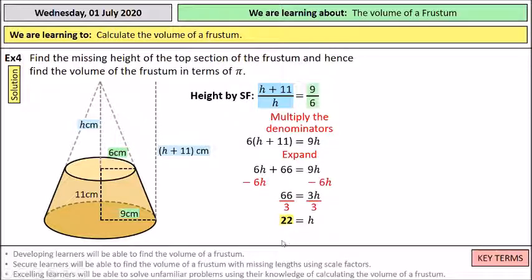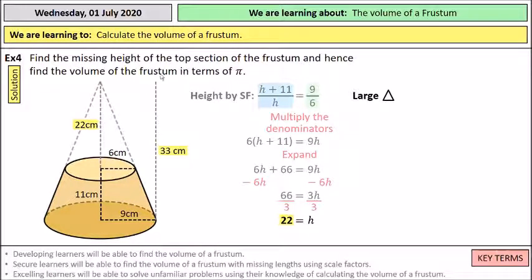Okay, so thinking back, what does that actually mean if h is 22? Well, that means that on my diagram, this length here is 22, so what would this larger length be as well? 22 plus 11 gives me 33. Alright, so I've done the first part of the question. I've calculated the missing height, and now I need to find the missing volume. I've done the hard bit, the second part's a little bit easier.